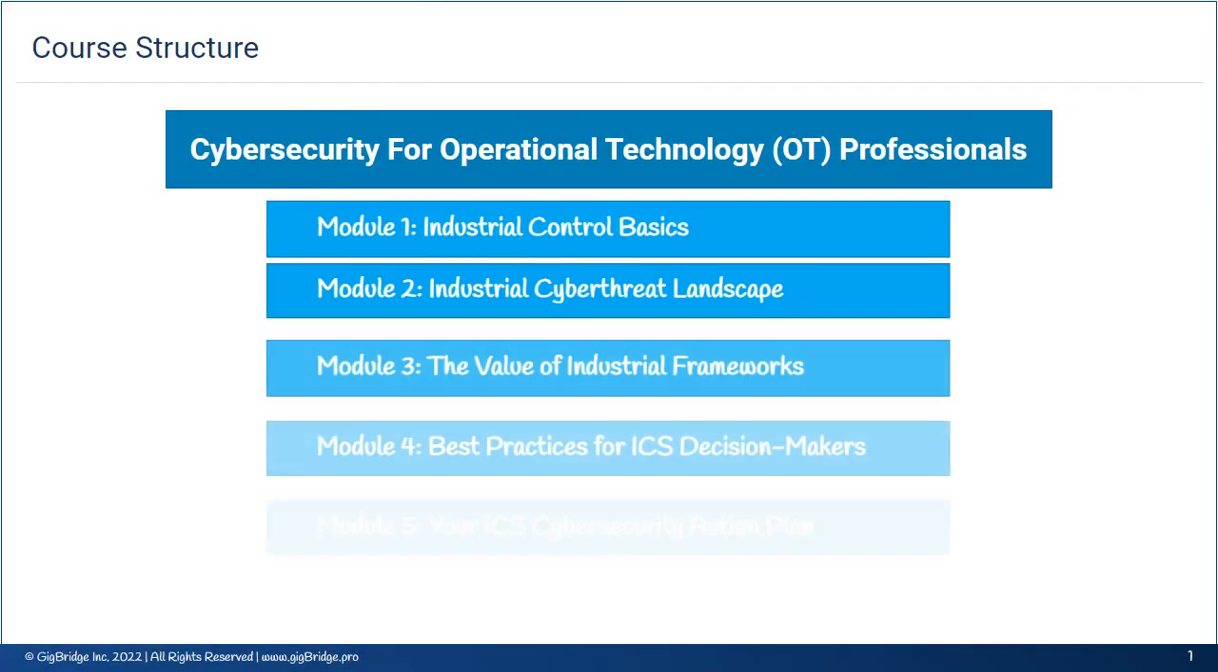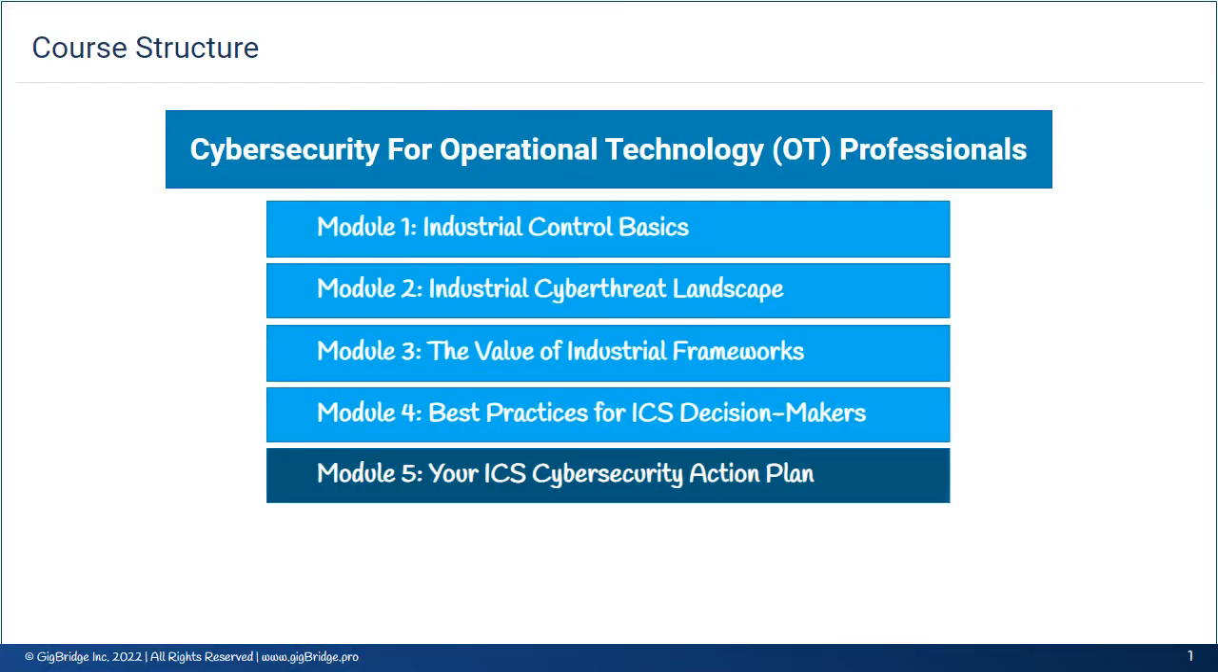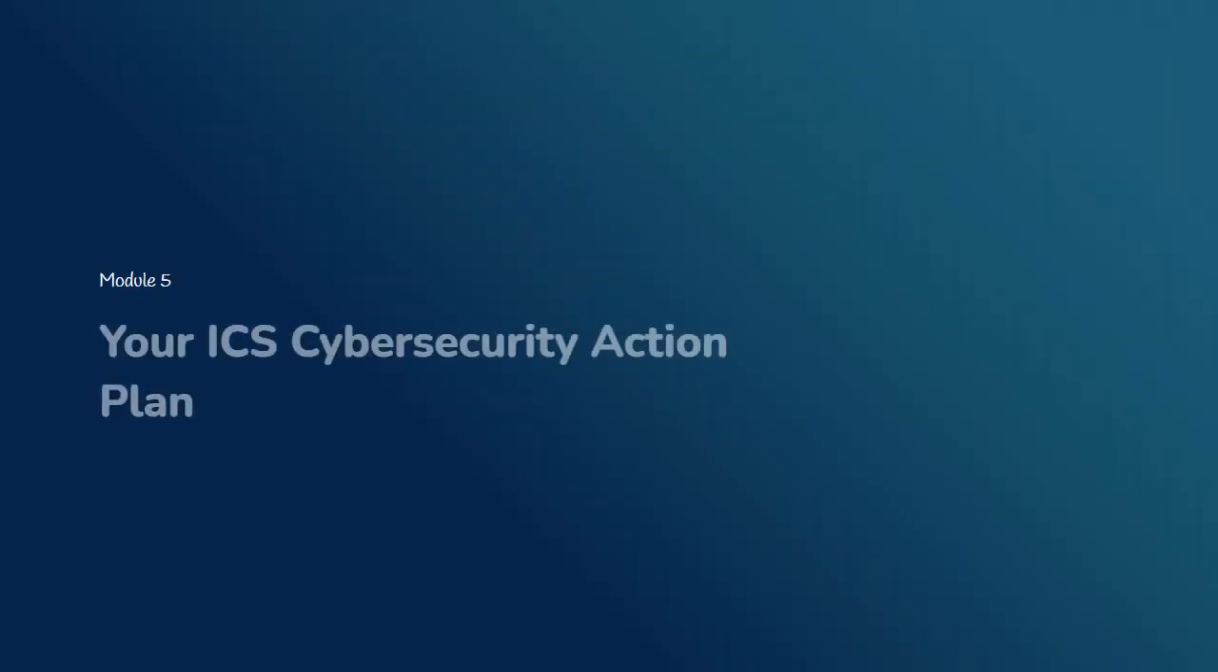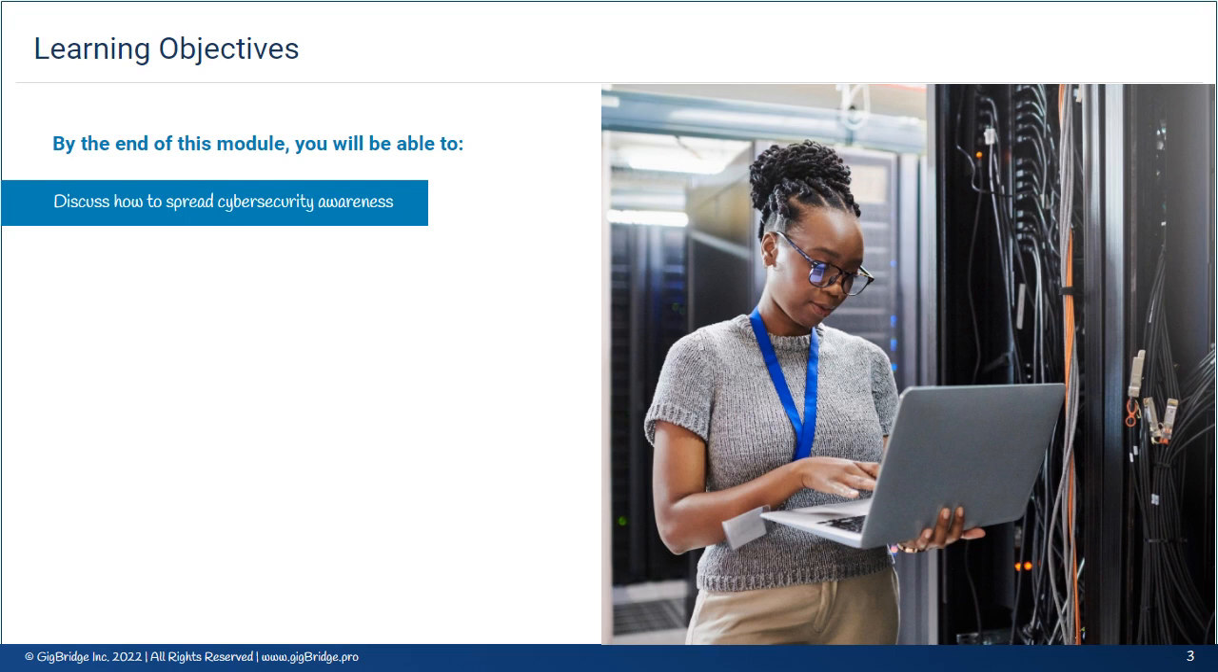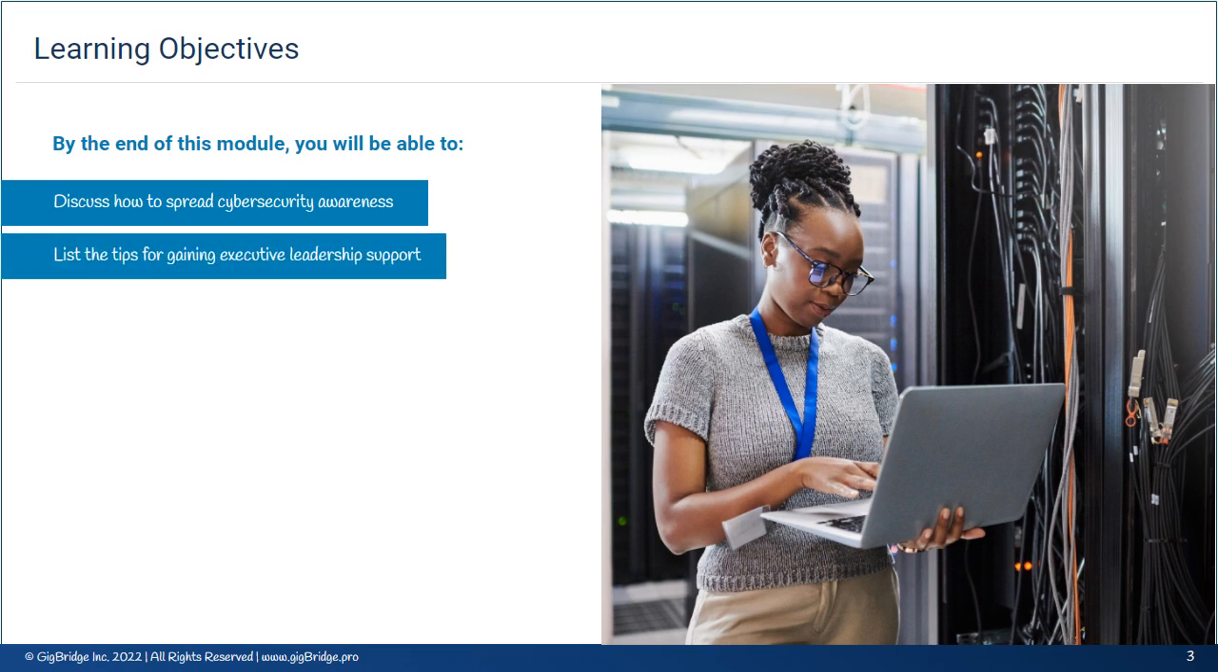We have reached the last module of this course. In Module 5, you will learn about your cybersecurity action plan. By the end of this module, you will be able to discuss how to spread cybersecurity awareness, list the tips for gaining executive leadership support, and list the ICS solutions for the foundational controls.